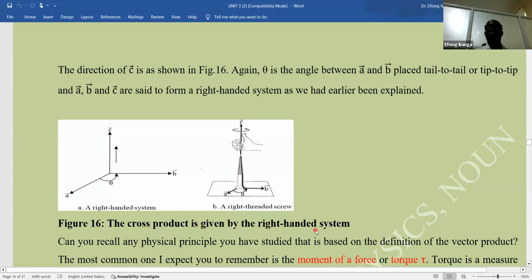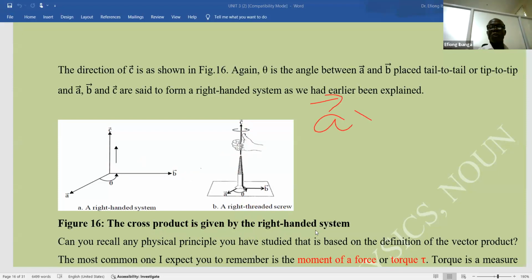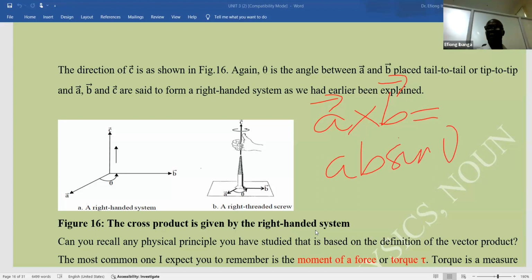Now here is what we mean by the cross product. The cross product can be written as A cross B, and it has magnitude A B sine theta, this angle theta here. So it's going to be the magnitude of A times the magnitude of B times the sine of the angle between them, which I have shown as theta there. Can anybody mention any specific application of this?